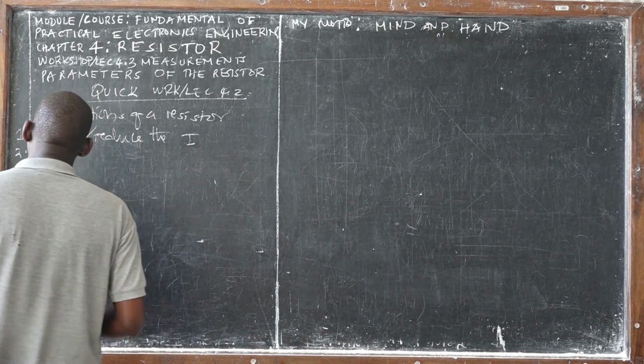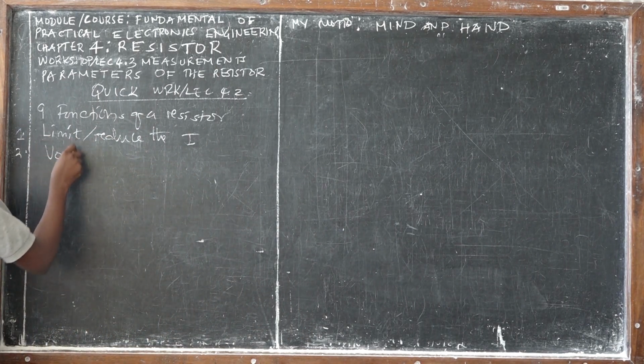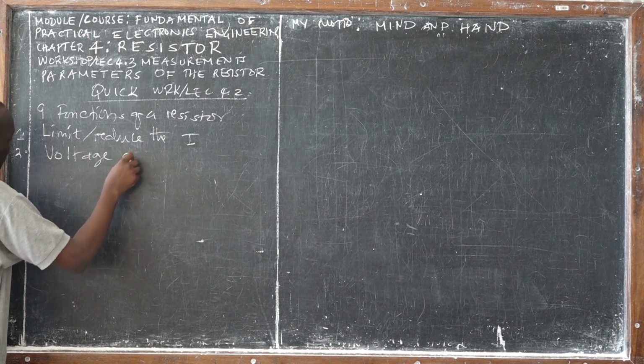The second function is what? We say that a resistor may be used in a voltage divider.